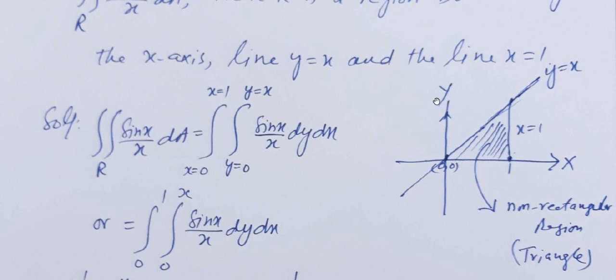If you say y is from 0 to 1, then this will become a rectangle. But we are interested in this region, and this is not a rectangle, this is a triangle. So y varies from 0 to y is equal to x. That is why we are writing here x varies from 0 to 1 and y varies from 0 to y is equal to x. And then sin x over x, and because this is the limit for y, we write dy here, and this is the limit for x, and then here we write dx.